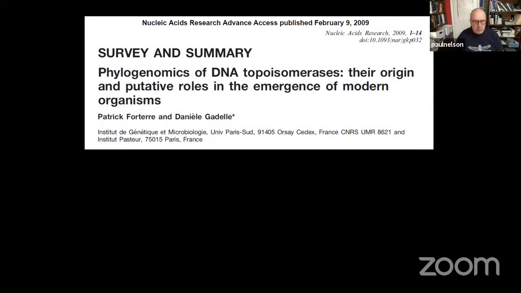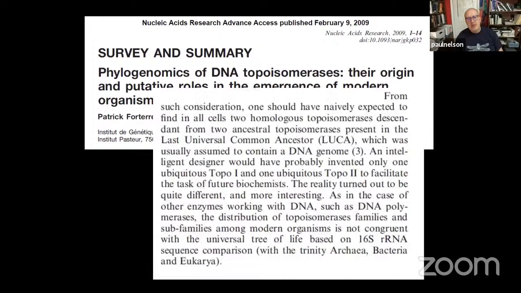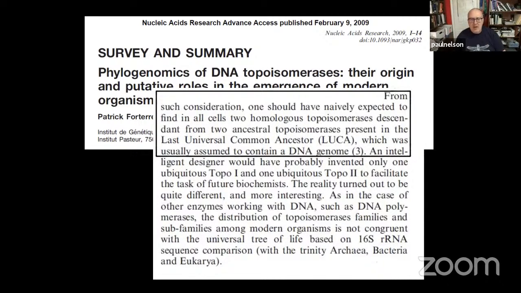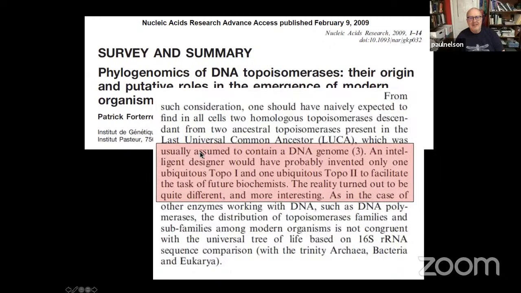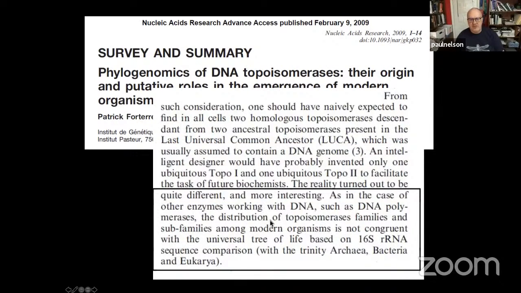Our expectation would be that they should be ubiquitous throughout the tree of life. In fact, that's not the case. So Forterre says one would naively expect to find two homologous topoisomerases descended from those present in LUCA. An intelligent designer would probably have invented only one topo 1 and one topo 2. Reality has turned out to be quite different and more interesting.